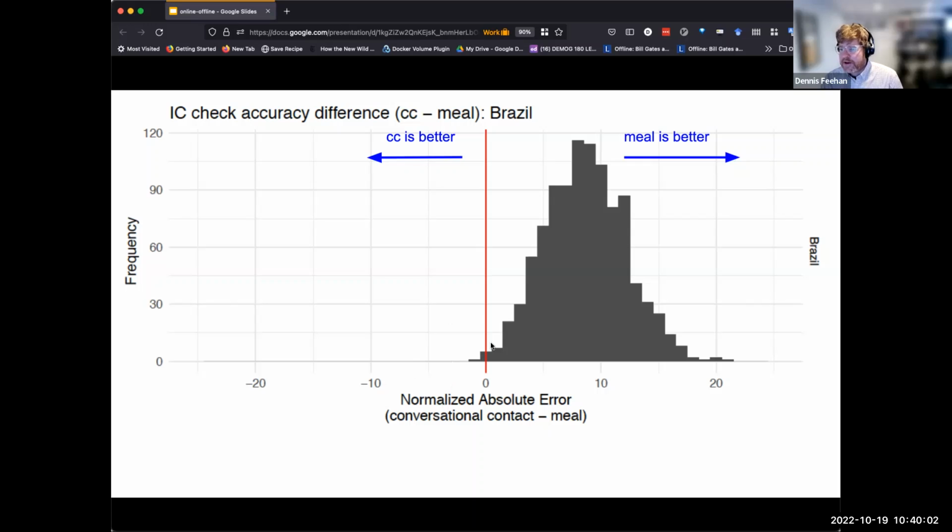And you can see, this is the estimated sampling distribution of this difference from the bootstrap. And you can see that when the mass of this distribution is to the right, that suggests that the meal tie definition is doing a better job of trading off the sampling and the non-sampling error to produce more accurate estimates. If the mass of this distribution were more to the left, that would suggest that the conversational contact definition is doing better. So in this case, at least for Brazil, it looks like the meal definition is producing more internally consistent estimates.